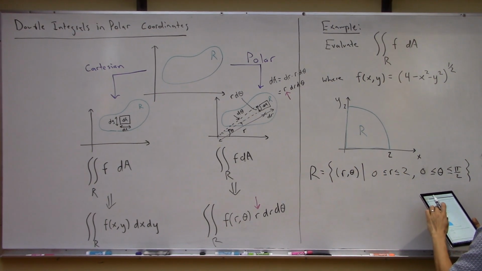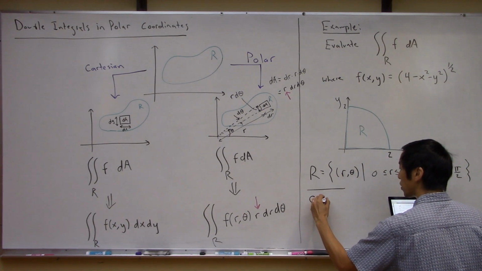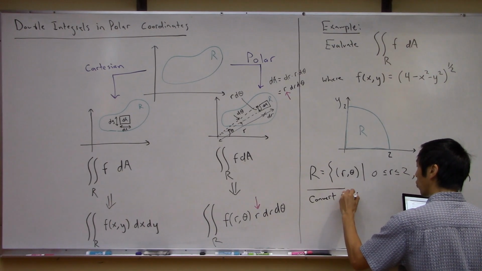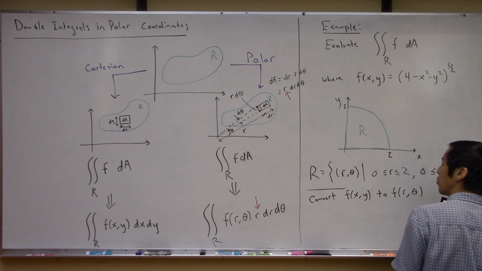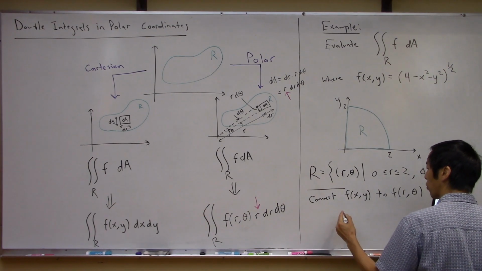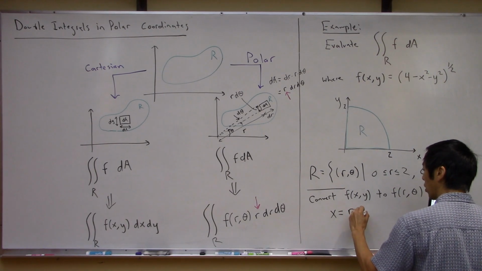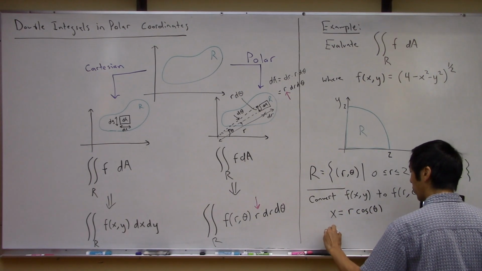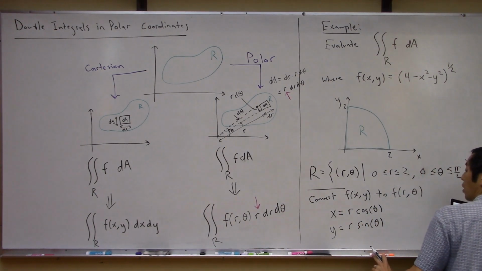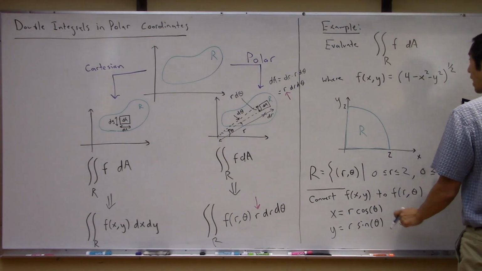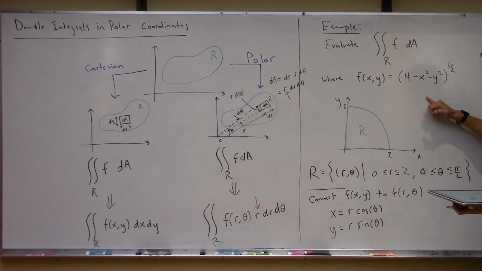To do that, first things first, we are going to convert f of xy to f of r and theta. So we basically want to convert this to polar coordinates. Recall from our discussion, that just means everywhere you see an x, you insert r cosine theta, and everywhere you see a y, you insert r sine theta. That was the conversion from Cartesian to polar. So you put that into here.